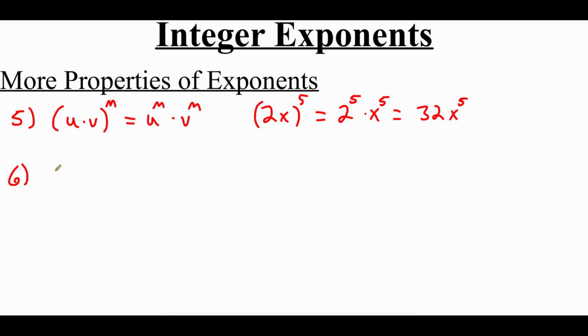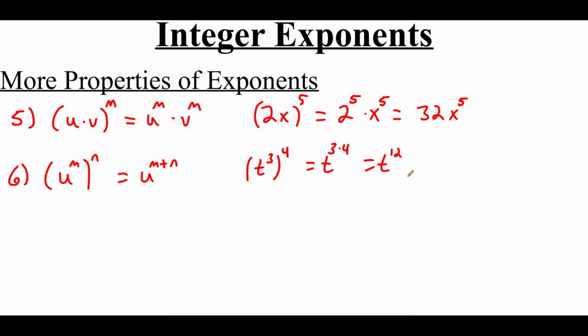In our next property, let's say we have u being raised to the power of m, but then we want to raise that to another power. What we're going to do here is if we have a power raised to another power, we are going to multiply those exponents together. So we leave the base the same, but we are multiplying the m and the n values together. So if we have t cubed being raised to the fourth power, we're going to keep the base of t, but we're going to multiply those powers together, so 3 times 4, so we're going to end up with t to the power of 12.